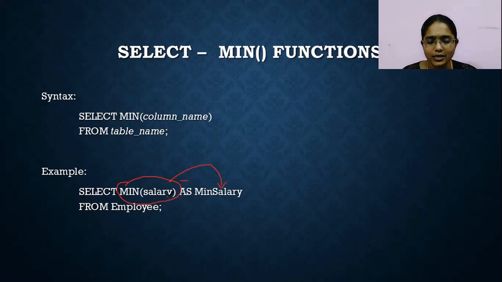This AS keyword is used for displaying a customized column name. This is the column name which will be displayed, and this is a customized column name where the minimum salary you fetch will be displayed. Clear?